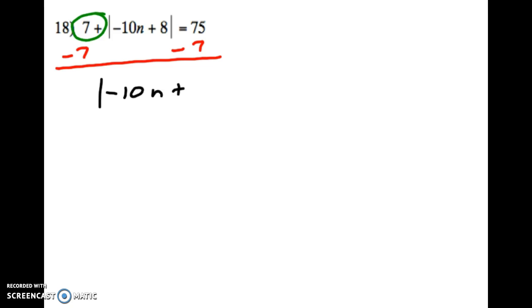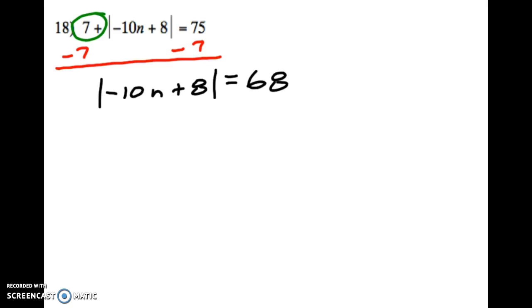You'll notice there's a small twist on the next two. If we take a quick look, like for 18, the absolute value is not all by itself. In this case, there's 7 being added to the absolute value. So the first step is we need to get the absolute value by itself. So we've got to get rid of that 7 that's getting added. So we're going to subtract that. So leave the absolute value of negative 10n plus 8. 75 minus 7 should give us 68.